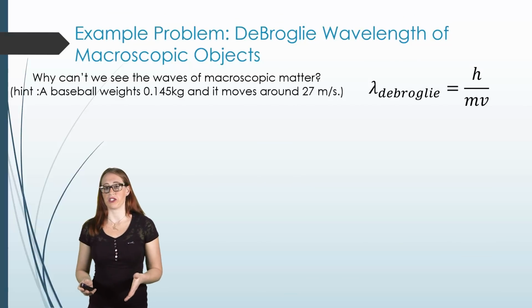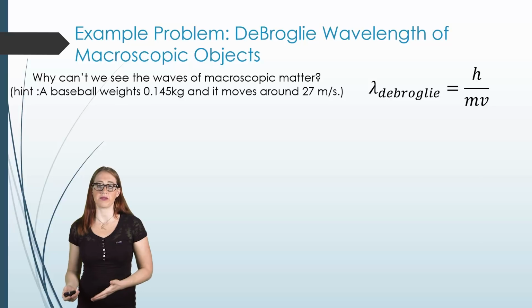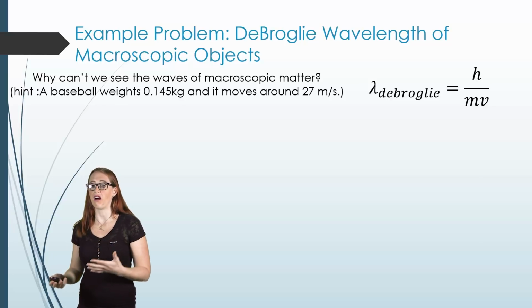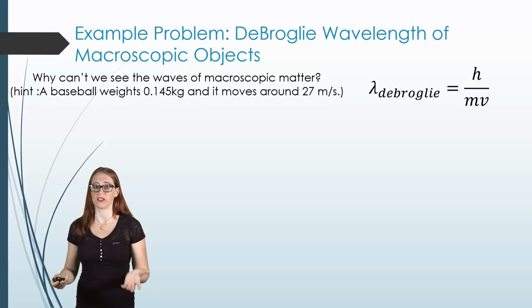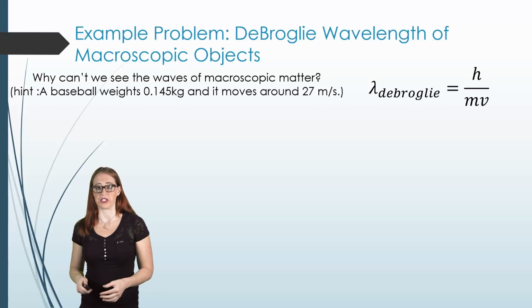Now I want to propose a question. If matter has waves, then how come we can't see this for everyday objects? We see a car or a baseball or a snowflake, etc., as a particle without any sort of wave-like properties. So why is that? Let's use the de Broglie wavelength equation to think about this.